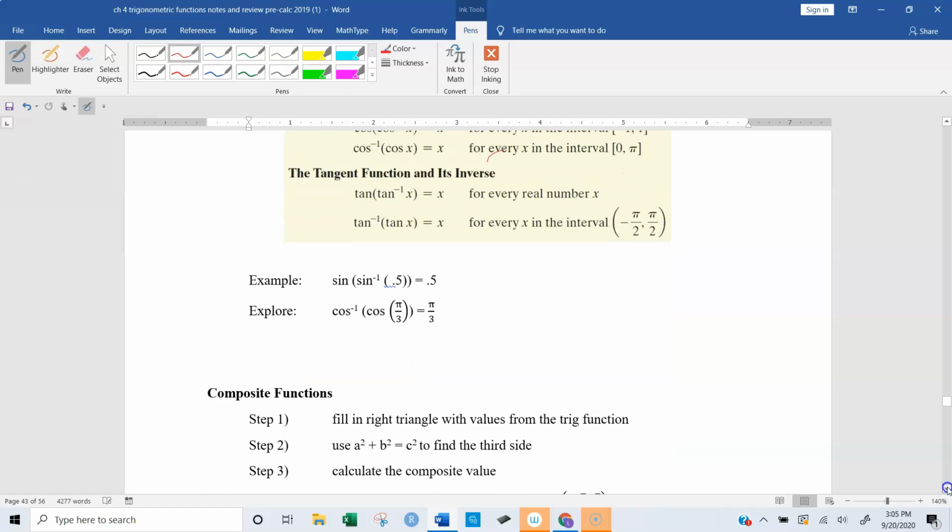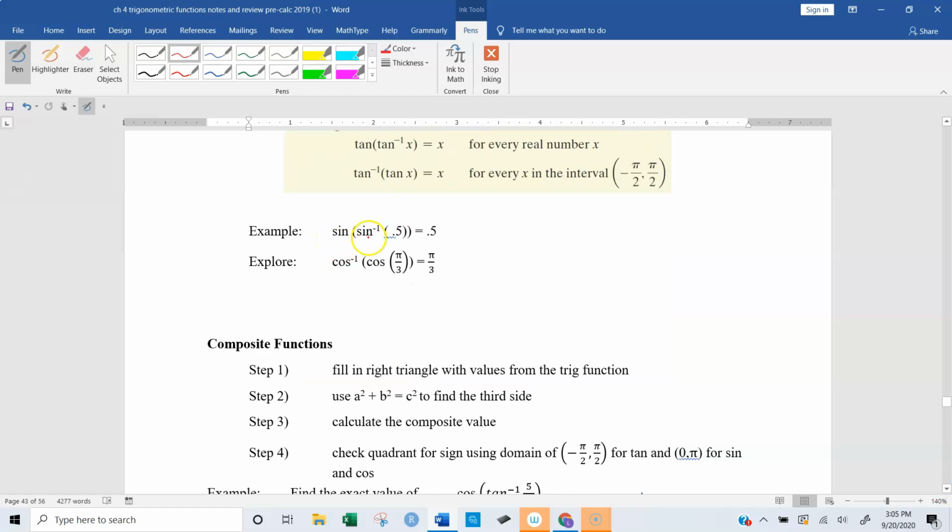Now let's go here. So these are fairly simple. Sine, inverse sine, those are inverses, they cancel, the answer is 0.5, whatever is inside. Cosine, inverse cosine, cancels, answer is pi over 3. This is a number because here you were finding an angle. Now here you're taking the sine of an angle, which gives you the number. Here you're finding an angle because cosine inverse is first. So that's why you have an angle measurement.